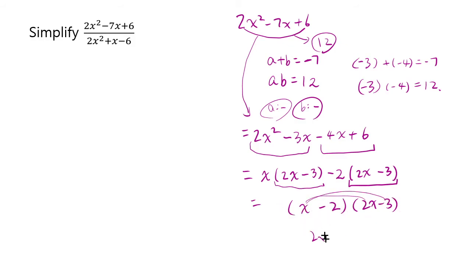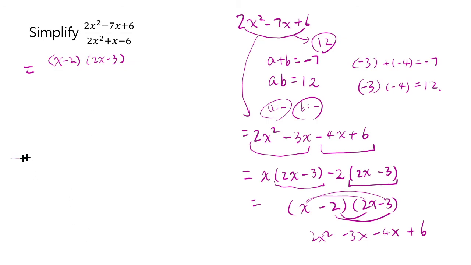You can also check that by FOILing this out. x times 2x is 2x squared, x times negative 3 is negative 3x, negative 2 times 2x is minus 4x, negative 2 times negative 3 is plus 6, and negative 3x plus negative 4x is indeed negative 7x. So indeed this is equal to the original one, right? That's how you factor by grouping. So you have x minus 2 times 2x minus 3.